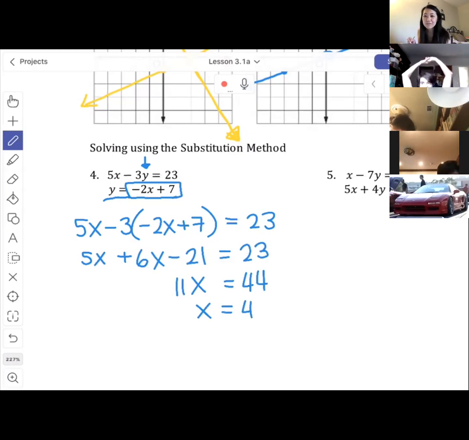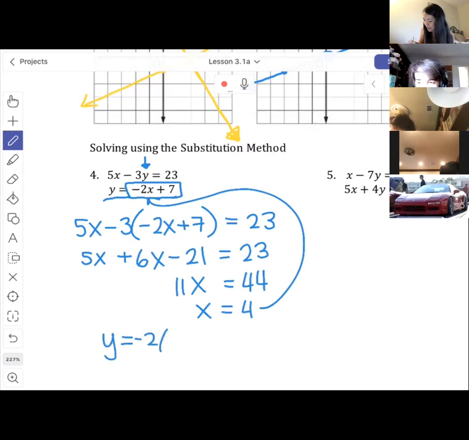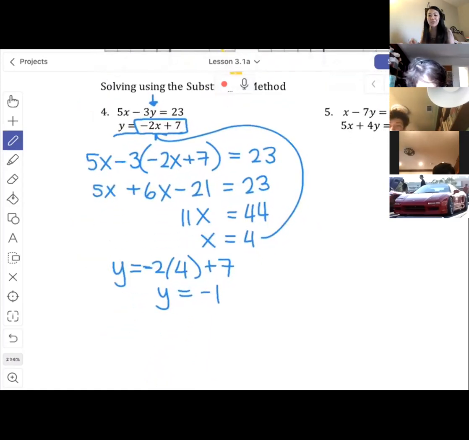Solve for x? No, we need to plug it in for y. Good. All right, so where should I plug that in? So you would get y equals negative 2 times 4 plus 7. Good. And what do we get? We get 15. Oh, no, never mind, that's a negative. Minus 1. Yeah, there it is. Minus 1. Good. So when you write your answer, write it like the coordinate pair. So we have x is 4, y is negative 1.